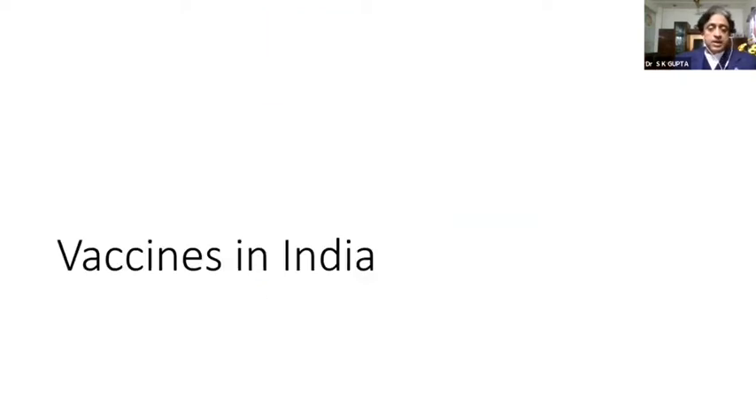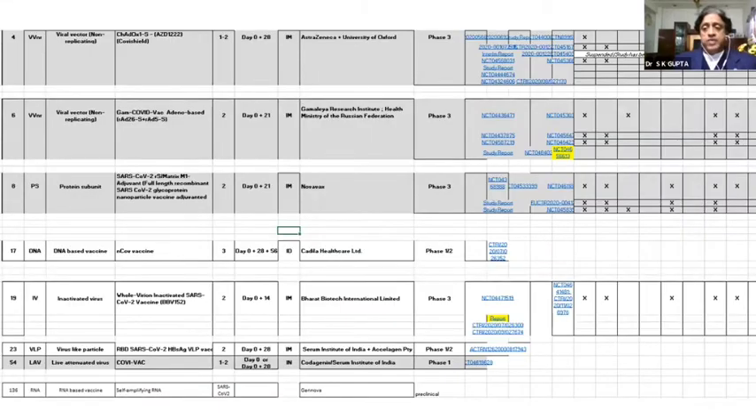Now, what are the vaccines in India? As I said, all types of vaccines in India are being developed. First is the AstraZeneca vaccine or the Oxford vaccine, which is also called the Covishield. It is being used in 2 doses and it is currently in phase 3 trials. And second, we have the Gamaleya vaccine or the Russian vaccine, called the Sputnik vaccine. There are 2 doses being used on day 0 and day 21, and it is also in phase 3. Both these vaccines are in phase 3.